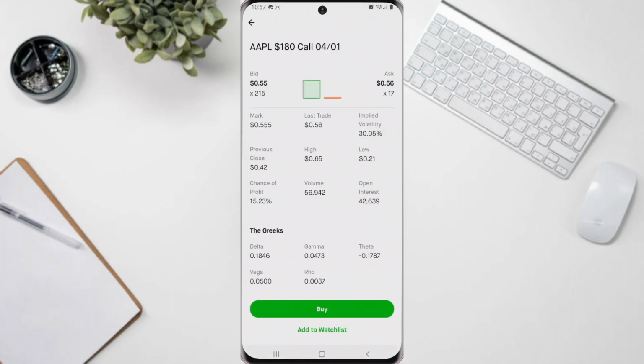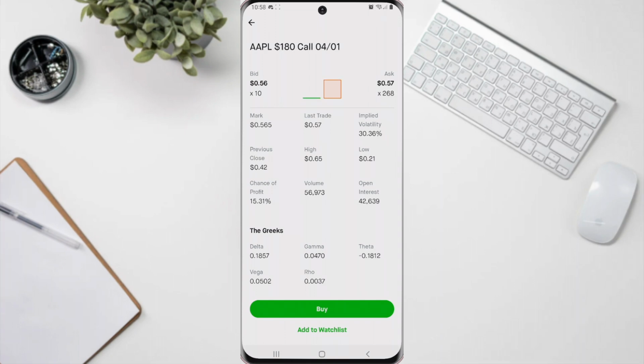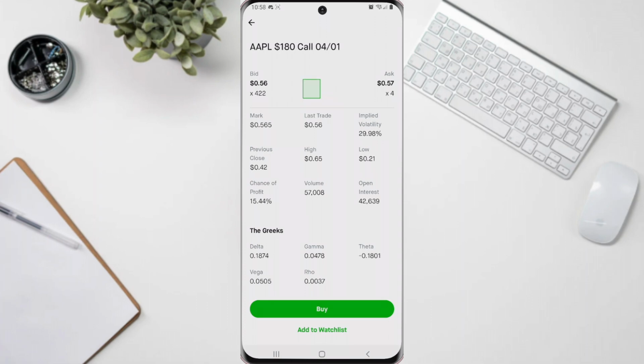Let's look at the 180 call. Now, this is a lot better for me because I already see that the theta is negative 17. Now it's just changed to negative 18. So I'm losing $18 a day in this contract. The volume is at 56,000. The open interest is at 42,000. There's not much of a difference there. It's only an extra 1,000 in the volume. But the delta and the gamma is a tremendous difference. The delta over here is sitting at 18 and the gamma is sitting at 4.